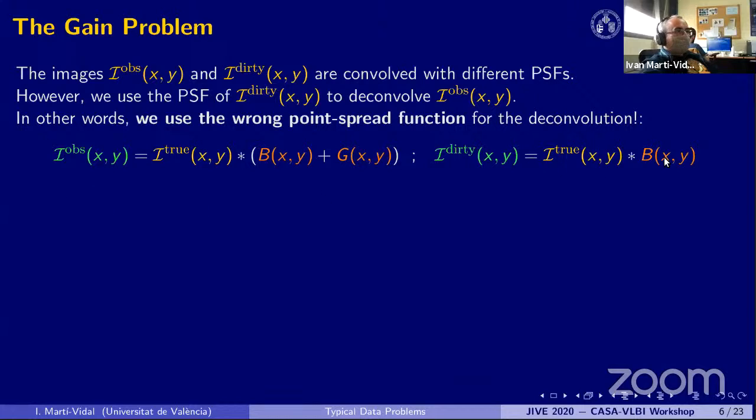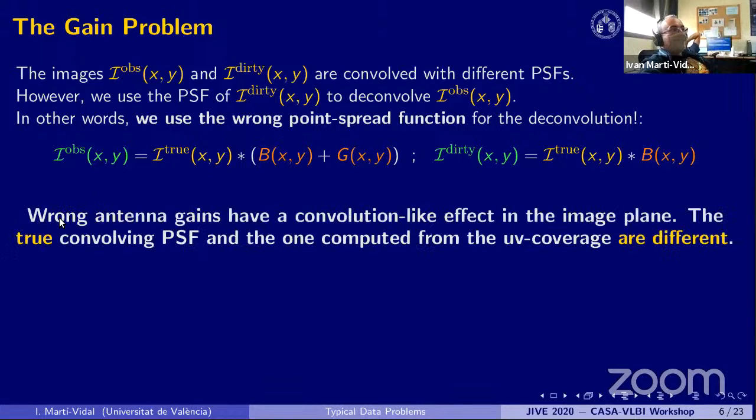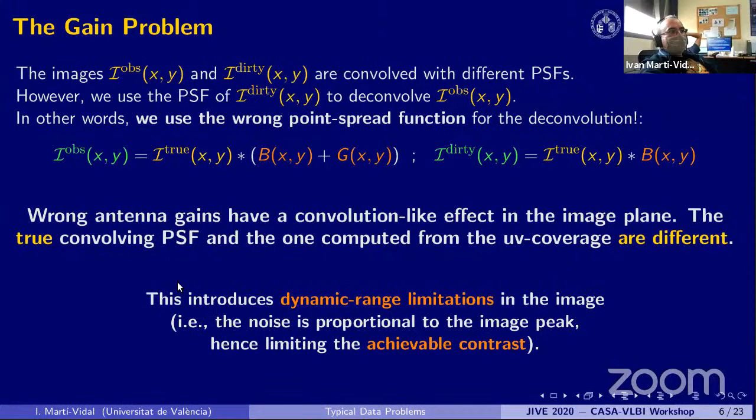So the point spread function that is convolving our data is not the point spread function that we use in the deconvolution. Both beams are different. The image is convolved with one thing, and we deconvolve another thing. We deconvolve a beam that is different from the true beam. So again, wrong antenna gains have a convolution-like effect in the image plane. The true convolving PSF, the one that really is convolving the image, and the one that we are computing from the UV coverage and using in cleaning, are not equal. And this introduces dynamic range limitations.